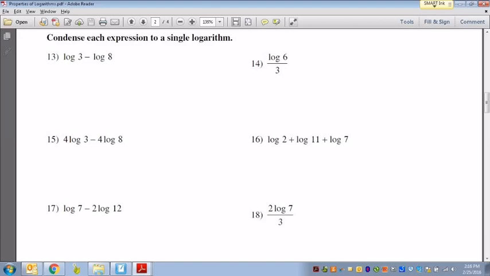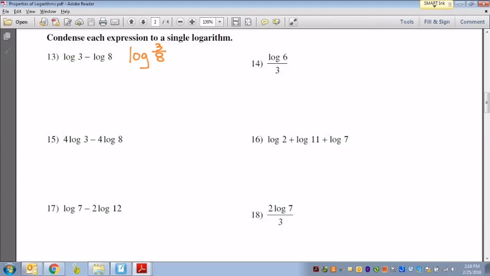So if I'm subtracting two logarithms, like number 13, that means I just need to divide their results, or divide the number we're taking the log of. So this would just become log of 3/8. Yay. All right. So number 14 kind of goes back to another video I referenced.